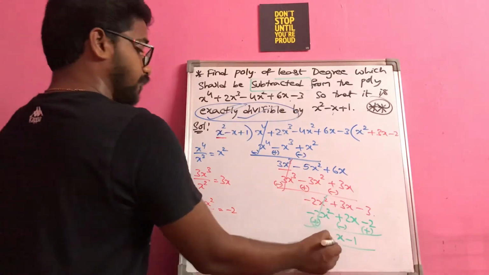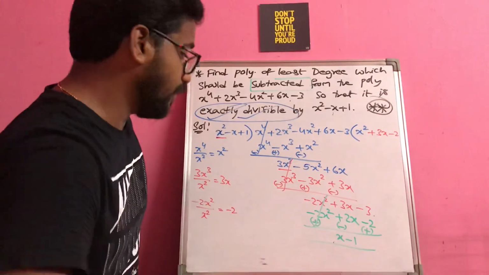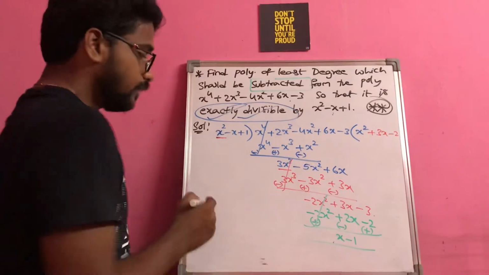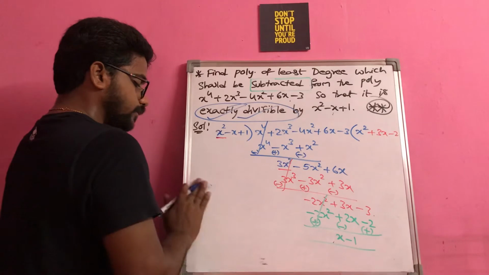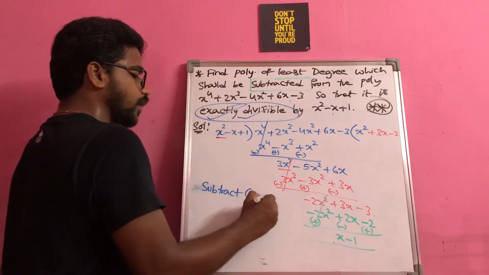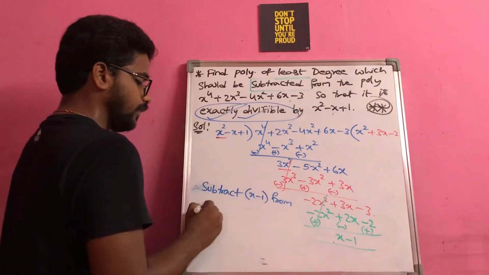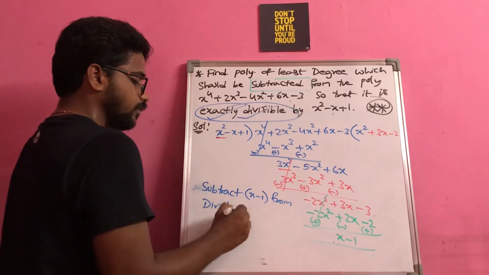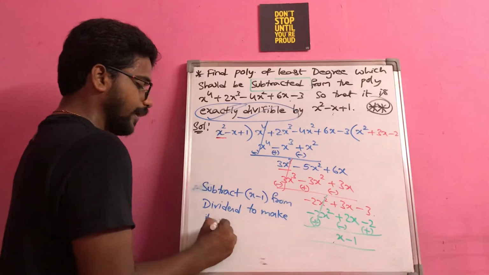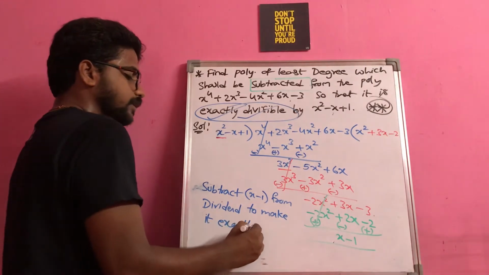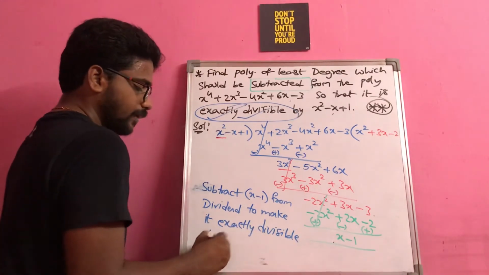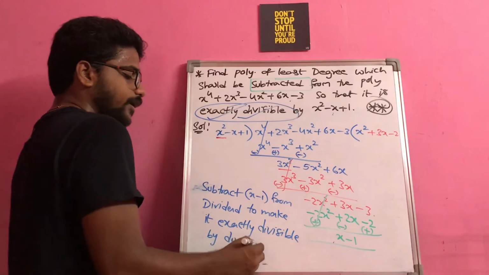So that means if I have to get the remainder as 0, I have to subtract x minus 1 from the dividend to make it exactly divisible by the divisor. Exactly divisible by the divisor. Now see, let us try to conclude this part.